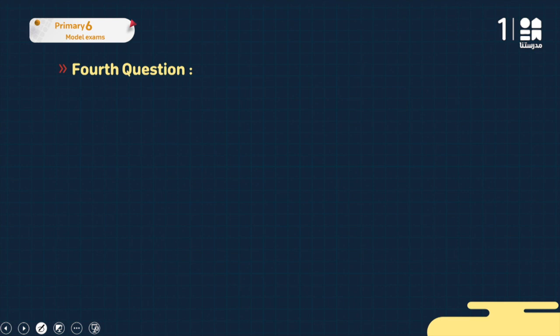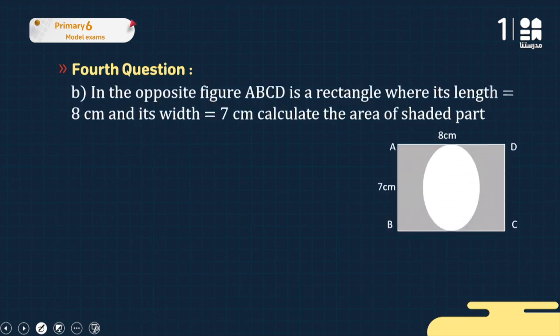Let's see the second exercise, number B. Here I have, in the opposite figure, ABCD is a rectangle where its length is 8 centimeters and its width is 7 centimeters. Calculate the area of the shaded part. He wants me to calculate the shaded part.